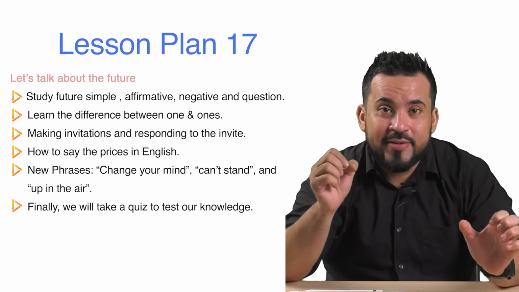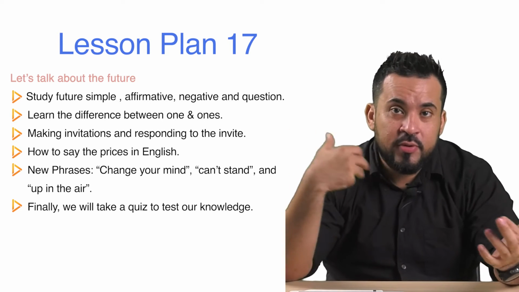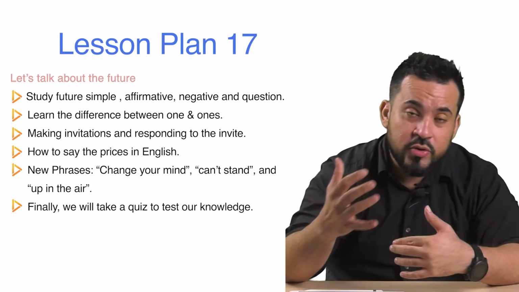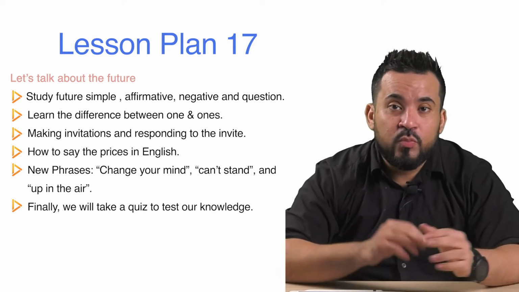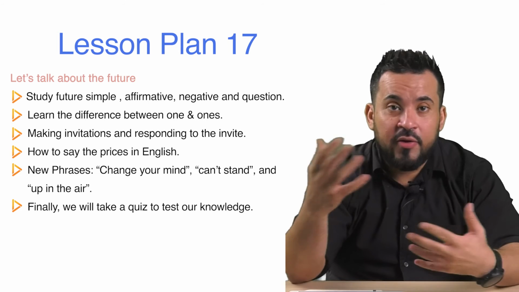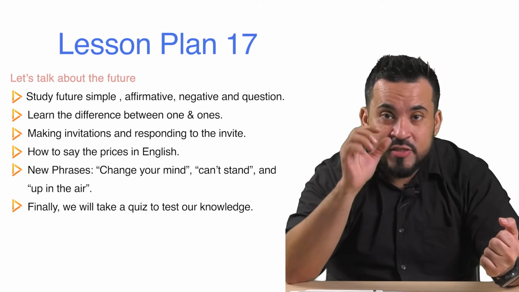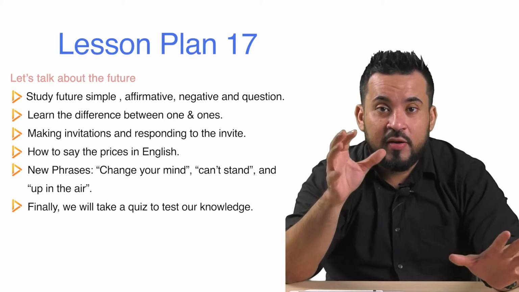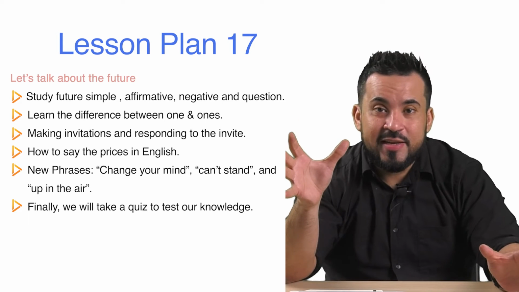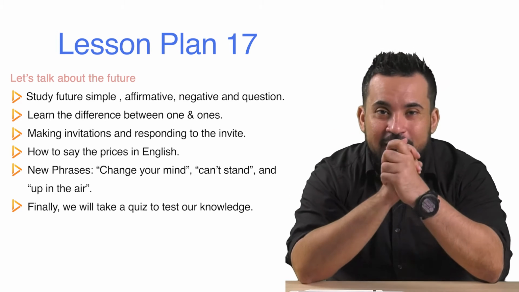Today we are going to study a new tense. It's going to be the future simple tense. We will take all forms of the future simple: affirmative, negative, and questions. We'll also compare it to going to and see what is the difference. We will also talk about one and ones and how to use both of them and what is the difference between them. We'll talk about invitations, how to make an invitation, how to respond or decline an invitation. Finally, we will talk about the prices in English. And that will be all for today. So enjoy the lesson and let's get to it.